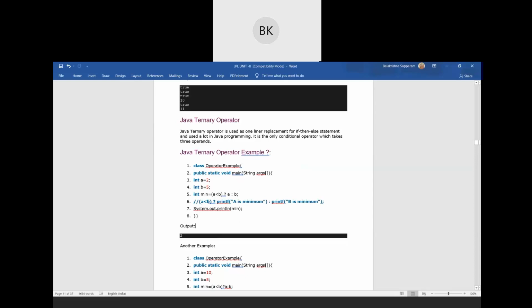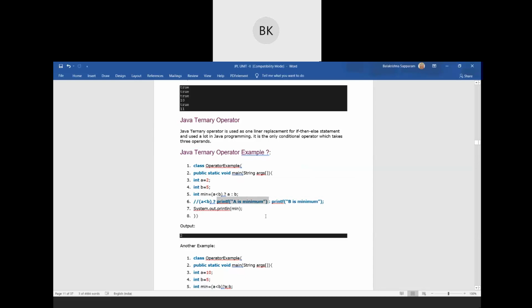A is less than B question mark, printf A is minimum, colon, printf B is minimum. In between we have the colon. What's the A value here? 2 is less than 5, which is true. Whenever it is true, the first statement after the question mark is executed. What's the first statement? Printf A is minimum.